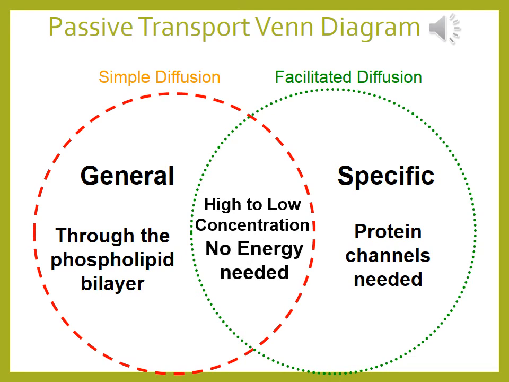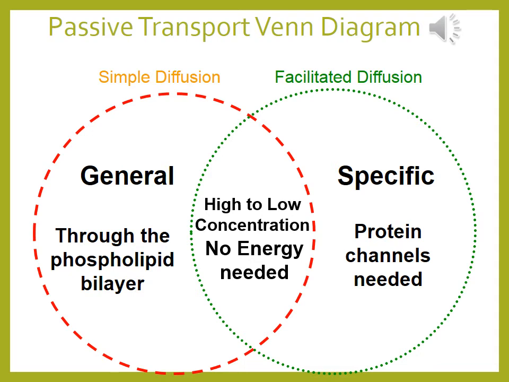So, passive transport Venn diagram. Let's compare simple diffusion to facilitated diffusion. Which one's general and which one's specific? Simple diffusion is general, facilitated diffusion is specific. In simple diffusion, the molecules move directly through the phospholipid bilayer. They're small and they move right through the bilayer. In facilitated diffusion, they have to go through protein channels.